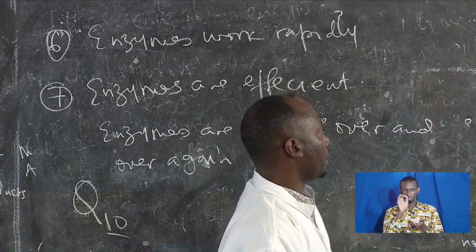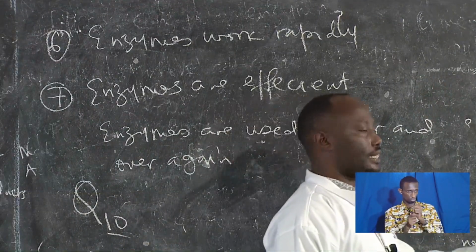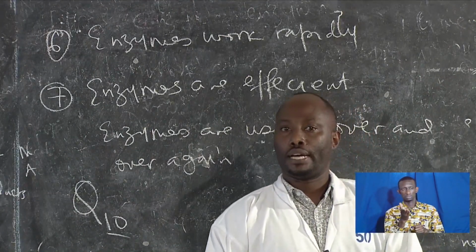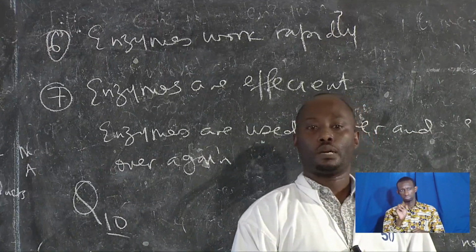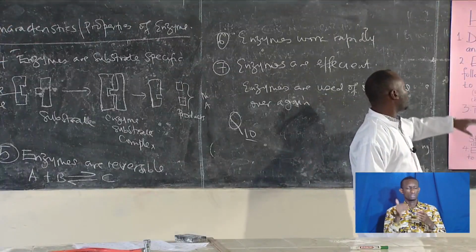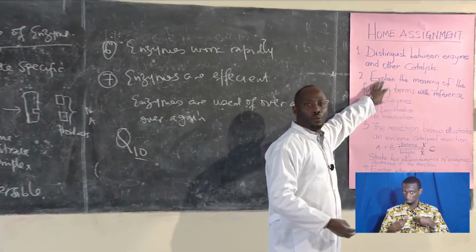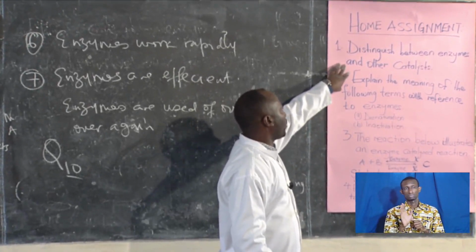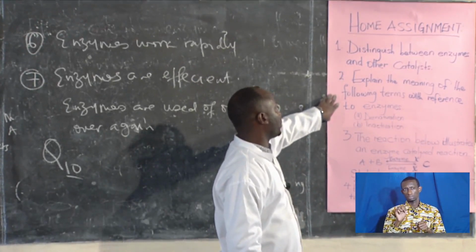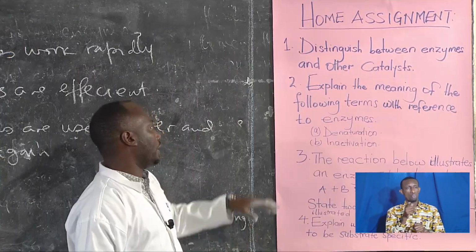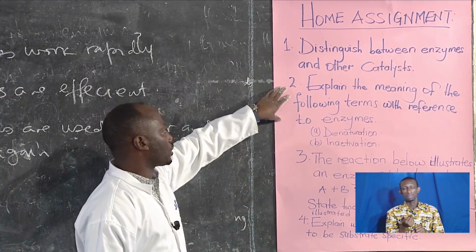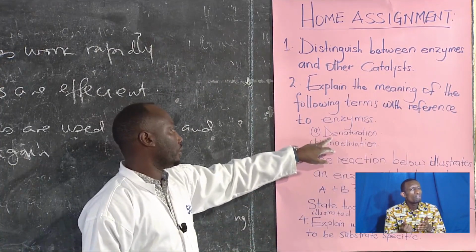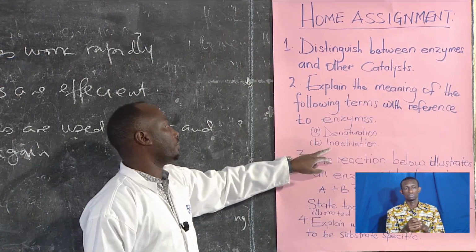So students, here we have been discussing enzymes. We saw the properties of enzymes, the characteristics of enzymes, and what enzymes do in our body. I am going to leave you today with a home assignment concerning enzymes. Number 1 asks you to distinguish between enzymes and other catalysts. Number 2 asks you to explain the meaning of the following terms with reference to enzymes: A, denaturation; B, inactivation.